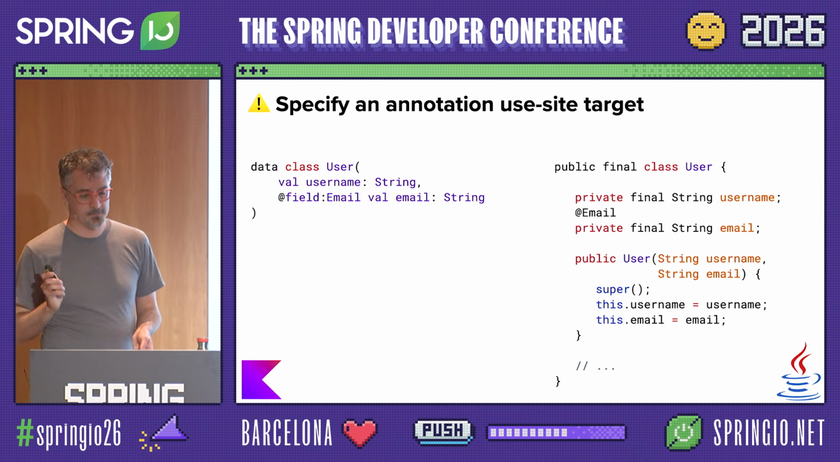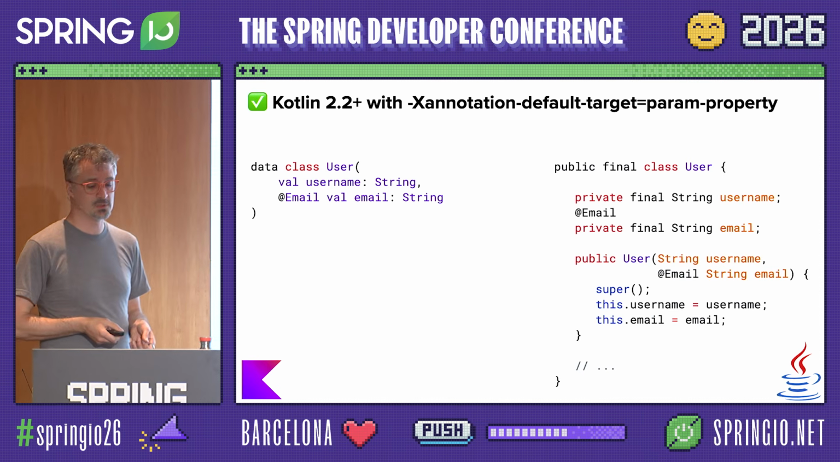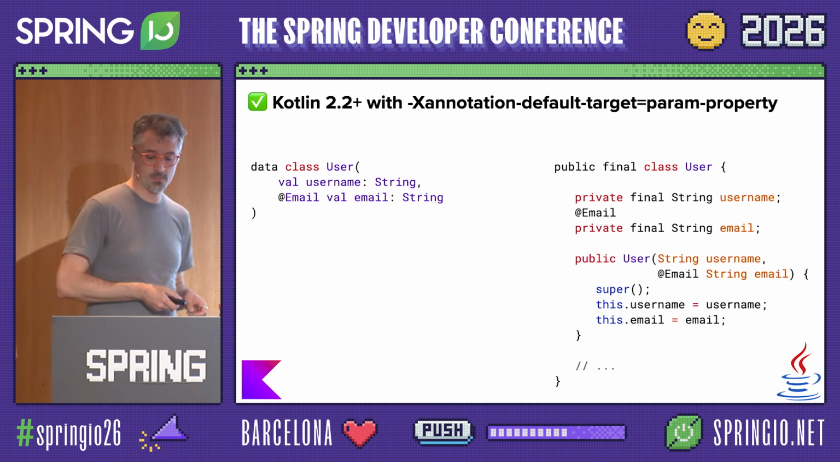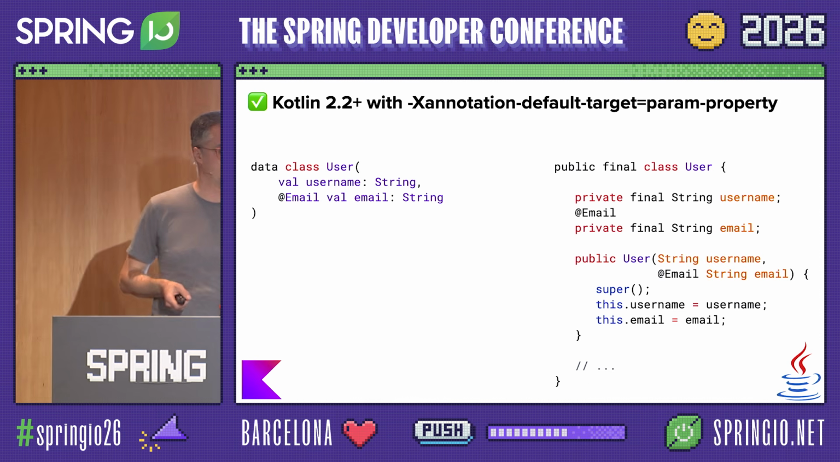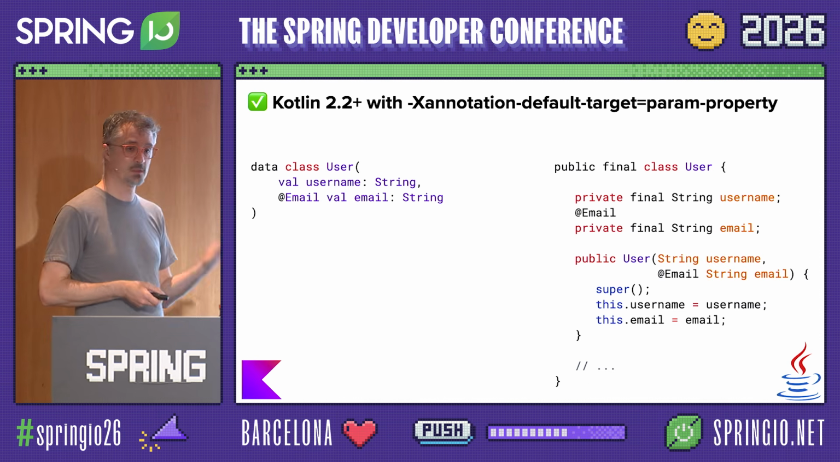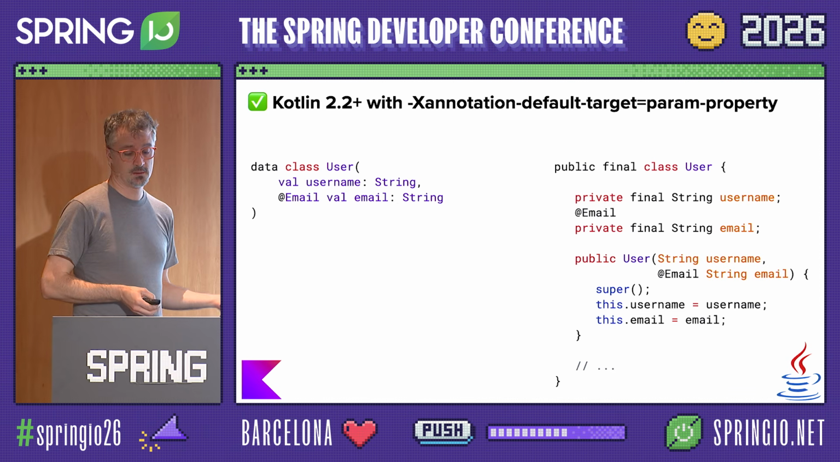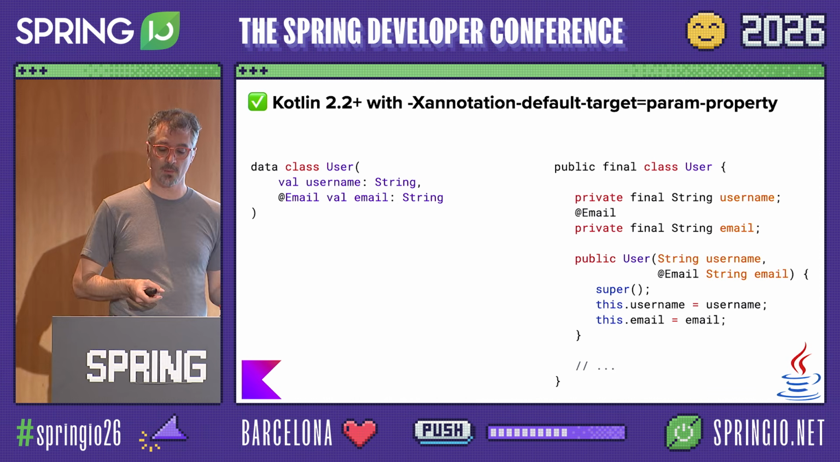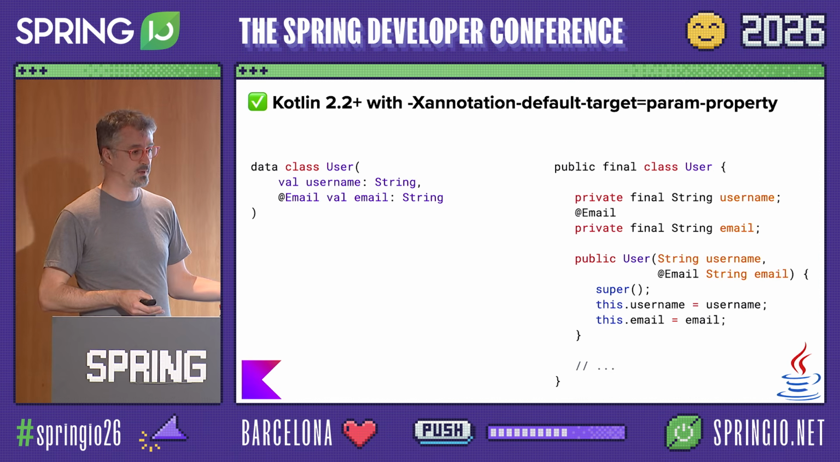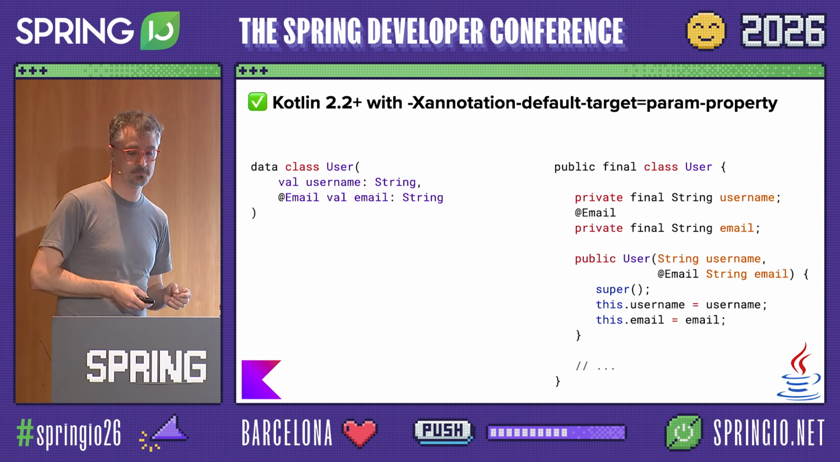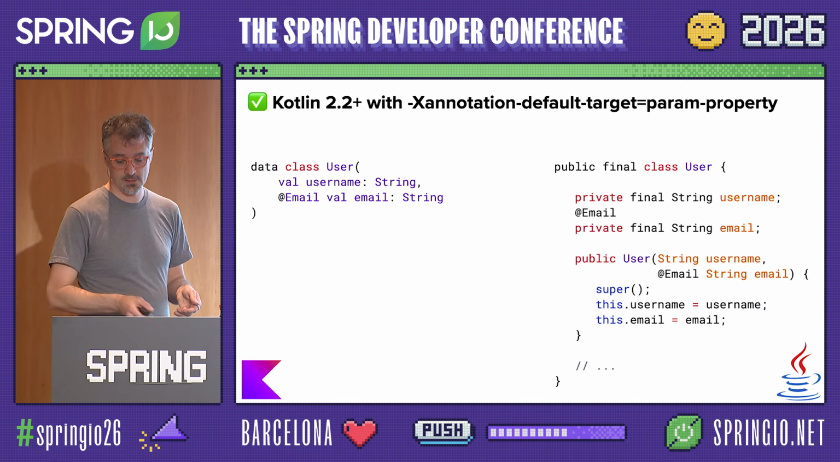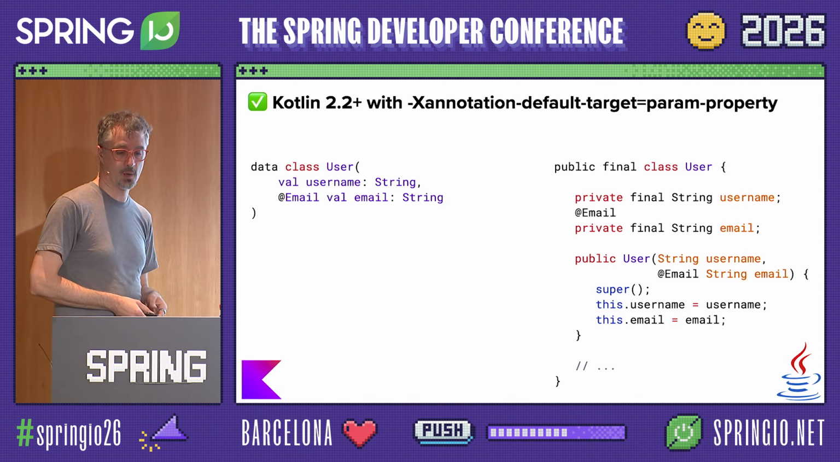So the good news is that Kotlin 2.2 is introducing a new -Xannotation-default-target=param-property option. This is enabled by default if you are generating your project on start.spring.io. And with that, the default rule will be, instead of just going to the constructor parameter, the annotation is going to be applied to the various supported targets. So here, it will be applied to both the field and the constructor parameter.